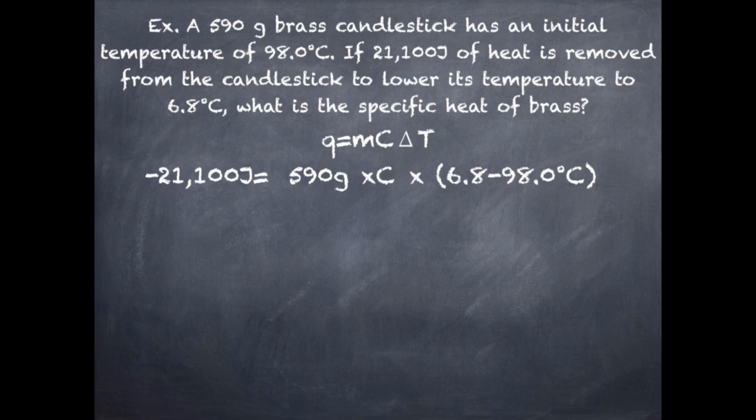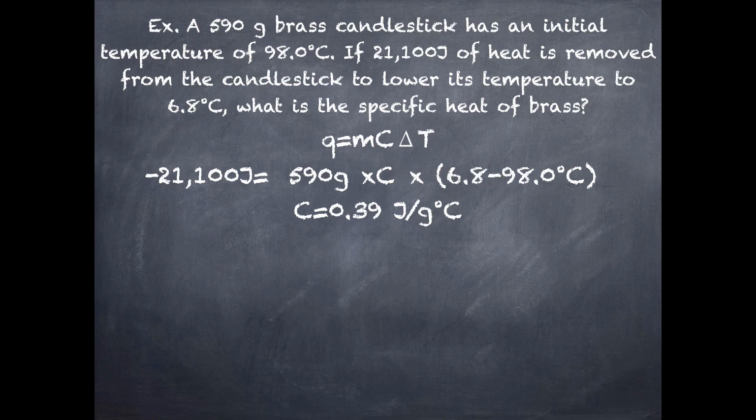Okay, so when I do this, I get for my C, my specific heat, 0.39, because I want 2 sig figs. My units are going to be, well, I divided heat, which is joules, by mass, which is grams, and by change in temperature, which is degrees Celsius. So my specific heat is 0.39 joules per gram degrees Celsius. So if you ever see the word remove, it implies that your heat is going to be negative.